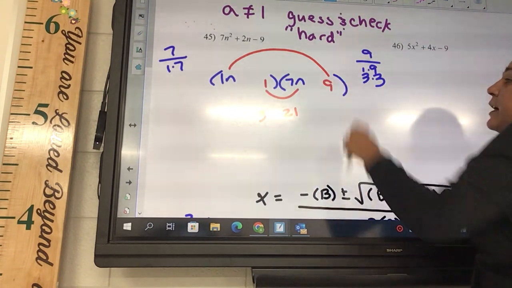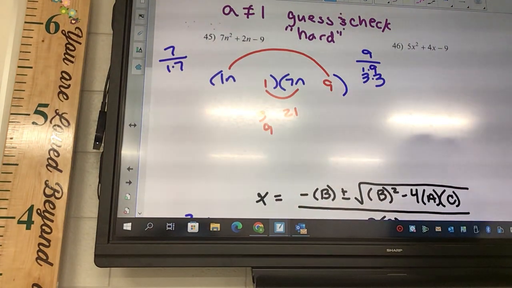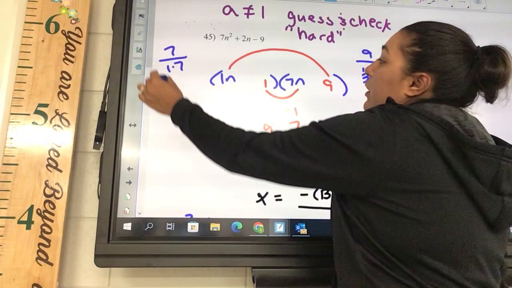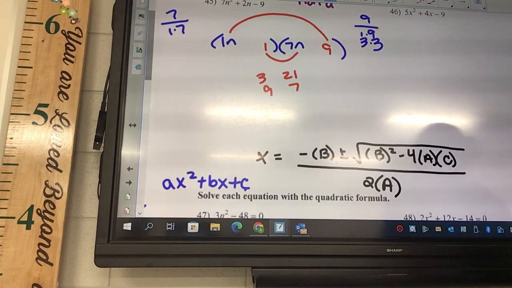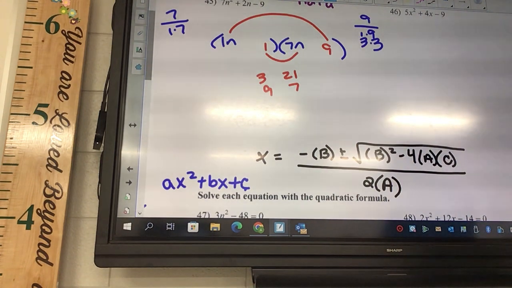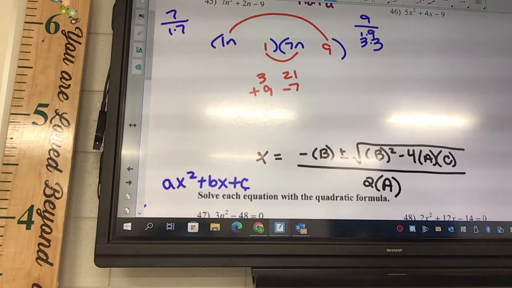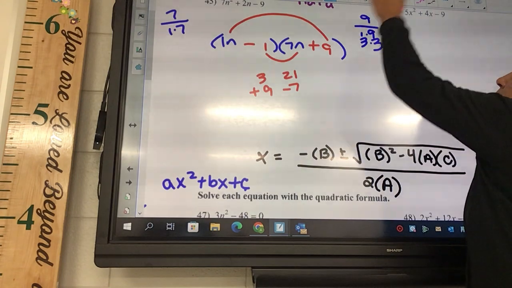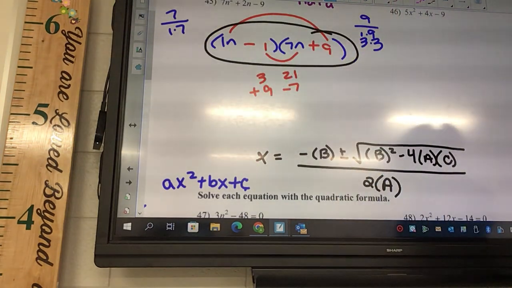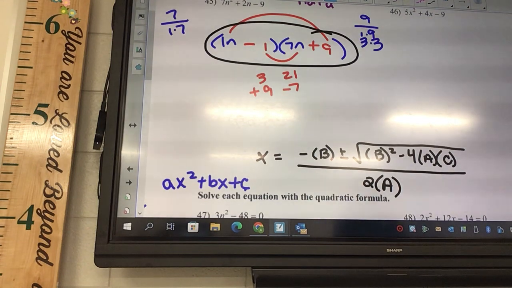Okay, so we can try 1, then 9. Okay, 1 times 9? 9, and 1 times 7? 7. Okay, how could that give me a 2? A 9 and a 7. How can I get a positive 2? 9 minus 7. Okay, and then how do I fill that in above? We're going to do the opposite. So it should be minus and then a plus. You guys are doing much better than the other class. So kudos.